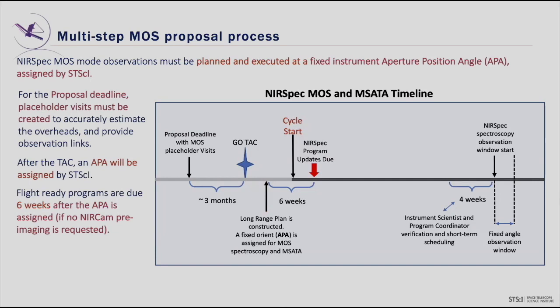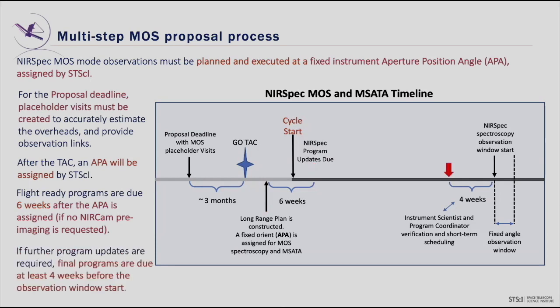And these are the final program updates using the assigned angle and observing specific sources that the user intends. If any further program updates are required, say, for example, the operability information about the shutters changes, and if there's a serious impact, we'll communicate that to the observer. That may require an update to their program. So if any of these program updates are required, the final programs are due 4 weeks in advance of the start of the observation window for the NIRSpec MOS observations.